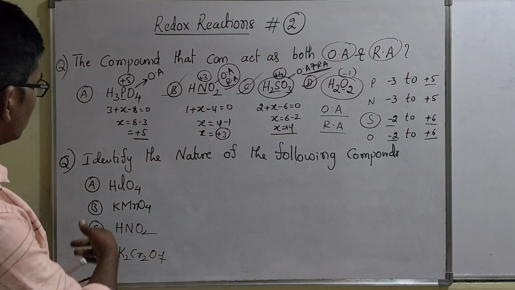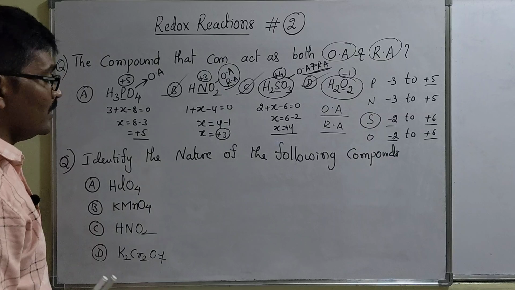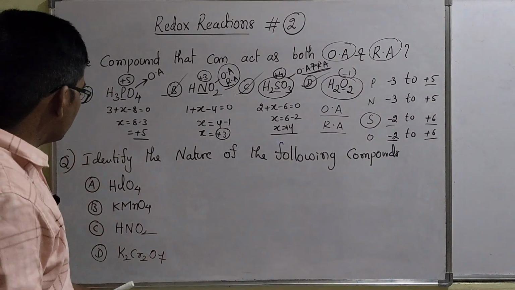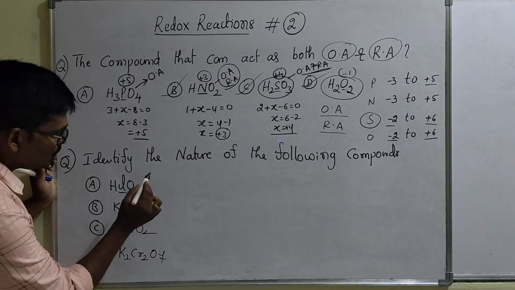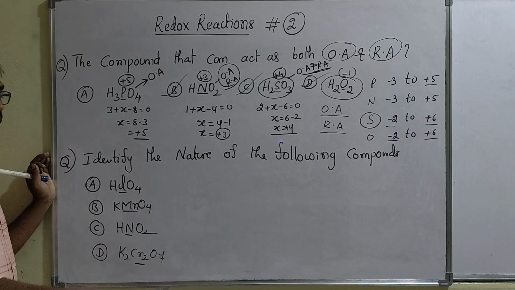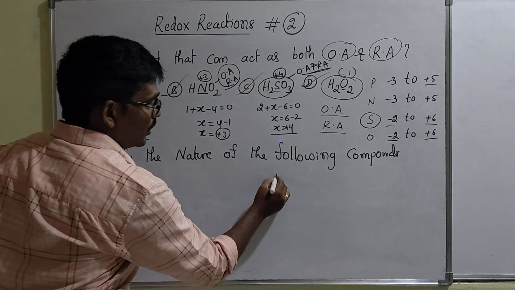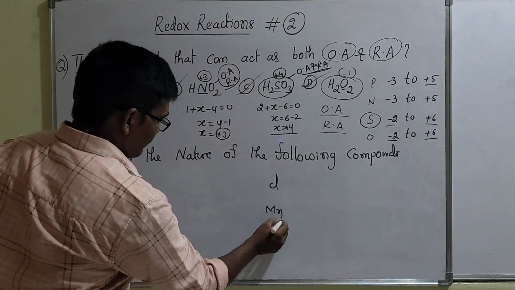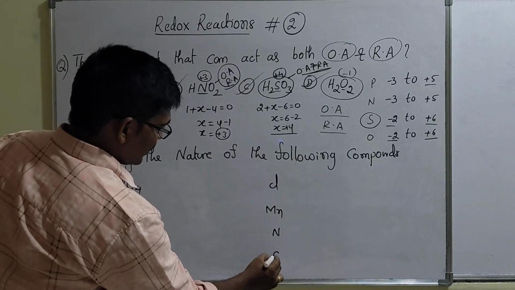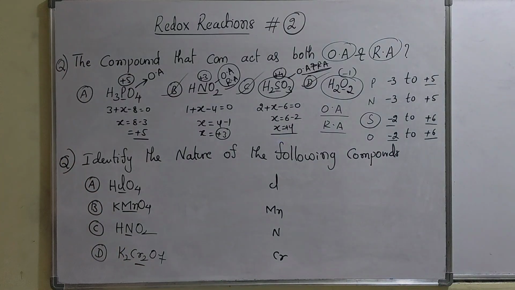Yes, come to the second question. Identify the nature of the following compounds, which is oxidizing agent and which is reducing agent. The central atoms are chlorine, manganese, nitrogen and chromium. You have to find their oxidation states, and which is the highest oxidation state and which is the lowest.